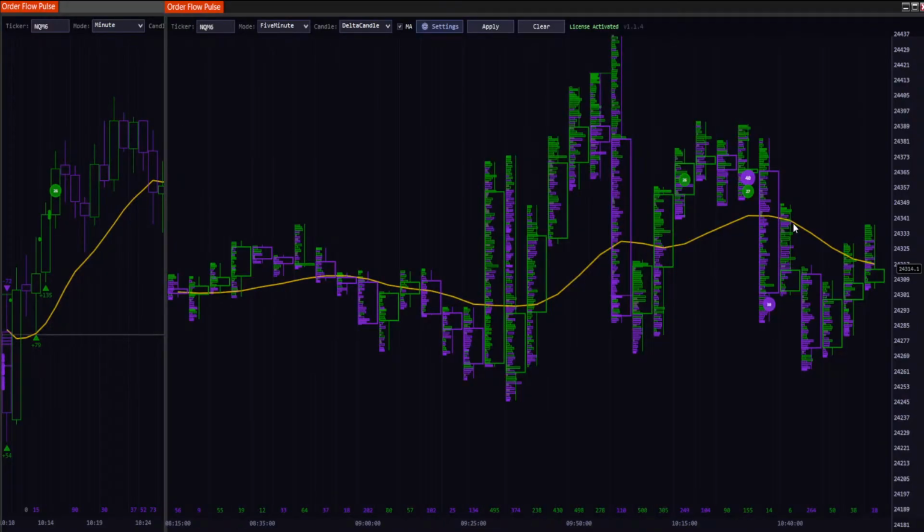You got the 5 minute sloping downwards. Okay. You got a wick being formed on the current 5 minute. You got big negative delta forming right there. You got that seller right there.